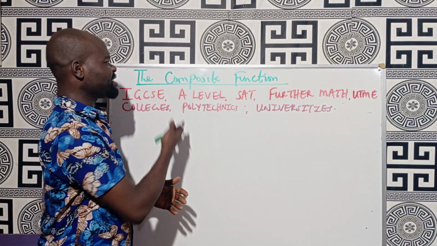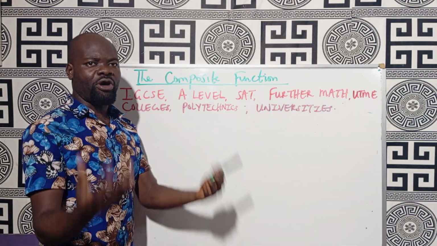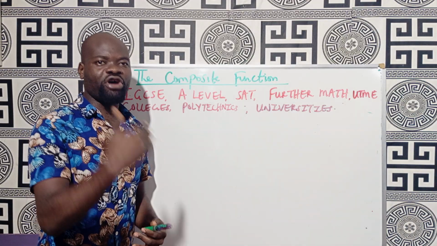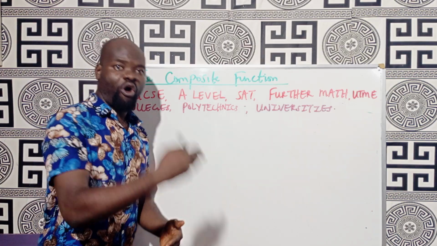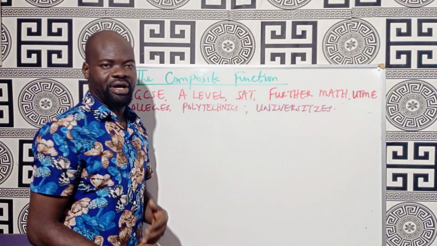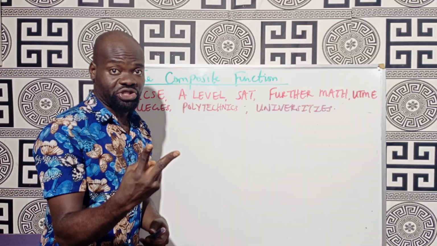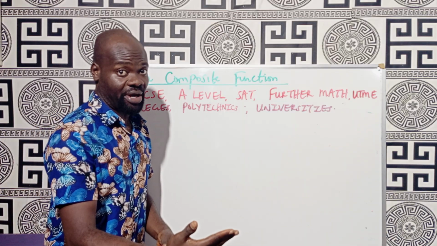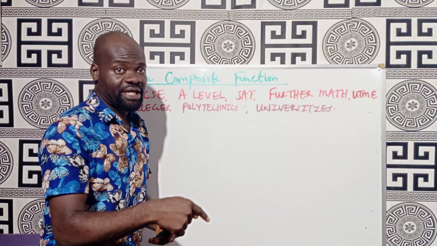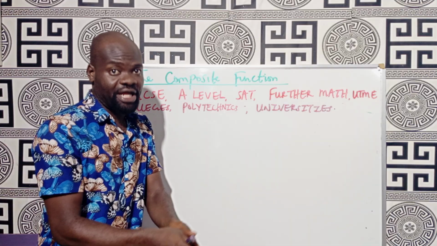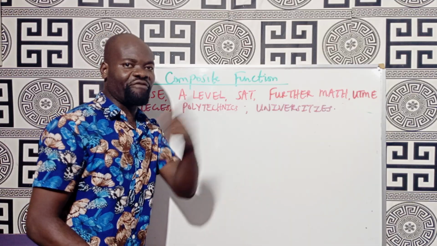Now, what is a composite function? Composite function means function of function, function of another function. So it's like we have two functions or more than two functions, whereby the output of the first function becomes the input of the second function.